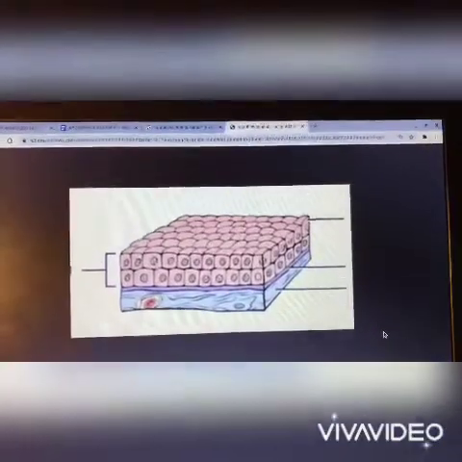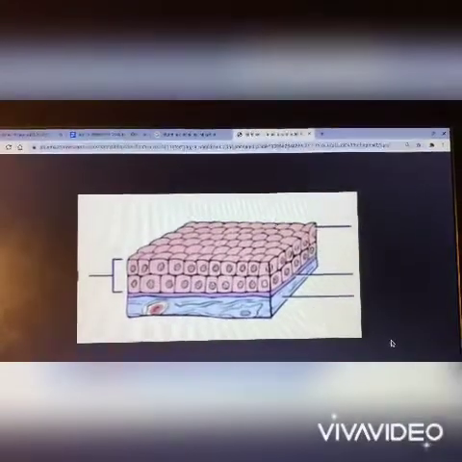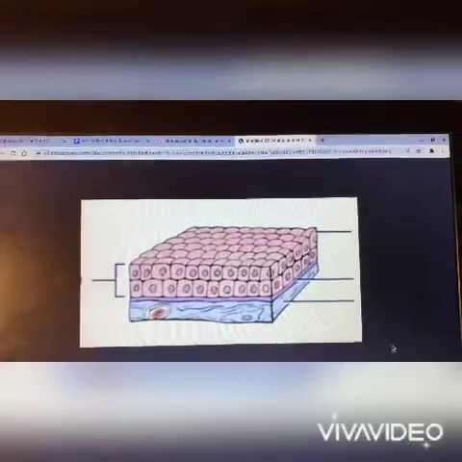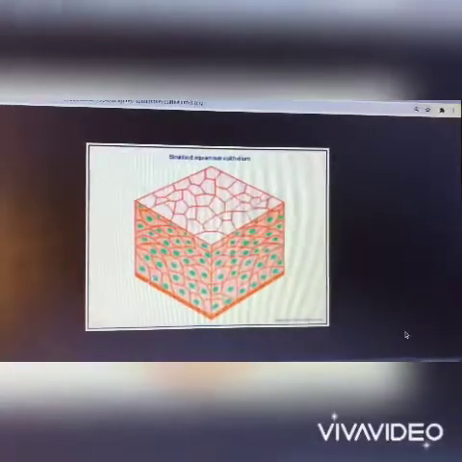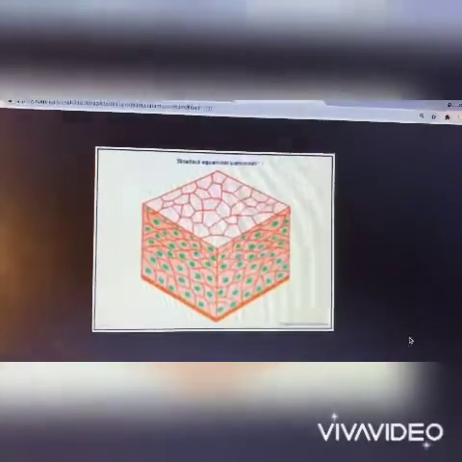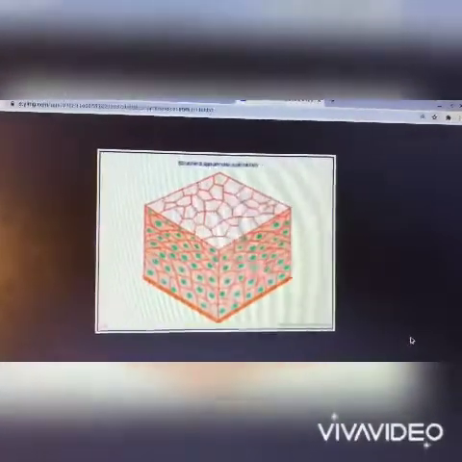This is a stratified cuboidal epithelial. Its main function is protection. It lines the ducts of the mammary glands, the sweat glands, and the pancreas. This is a stratified squamous epithelial. Its main function is to protect underlying cells. It is found in the skin and throat and vagina and mouth, typically.